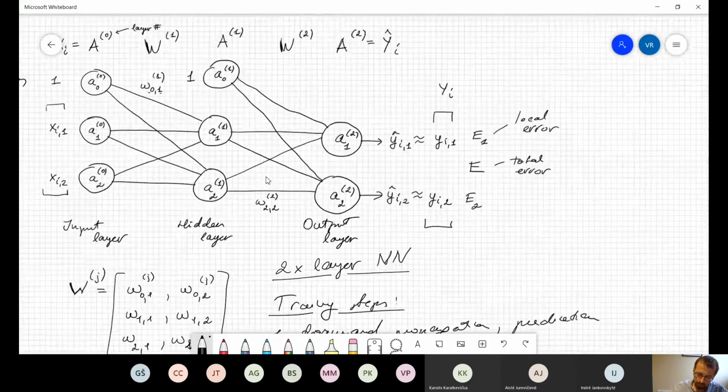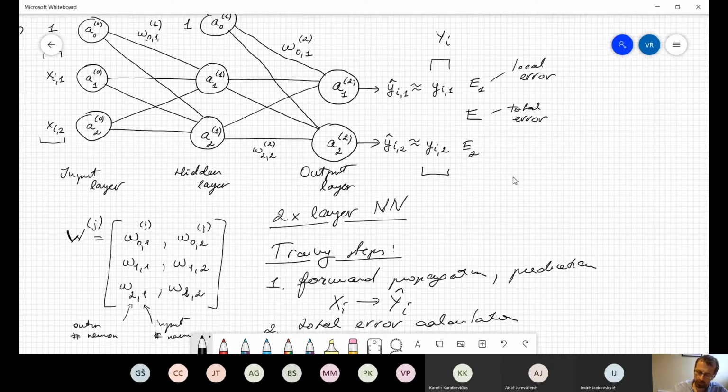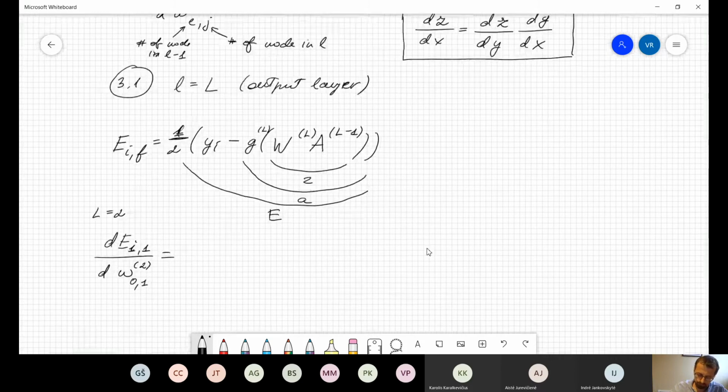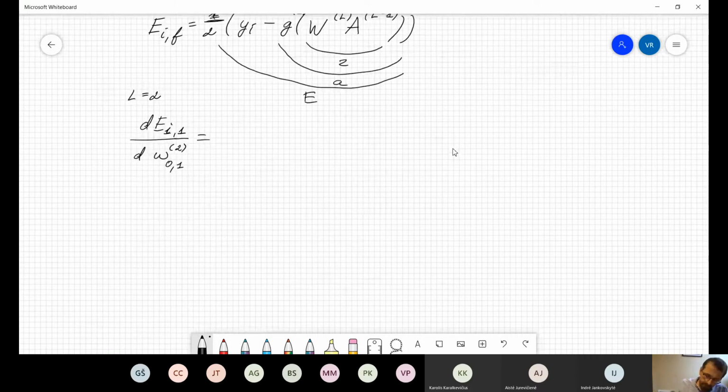We will be backpropagating from this local error to this weight, because this is a weight on the second layer, 0 coming from here, and 1. So this connection between the two neurons corresponds to this weight. We will be looking at how to backpropagate the gradient for this specific weight as an example. All right, so let's do it.